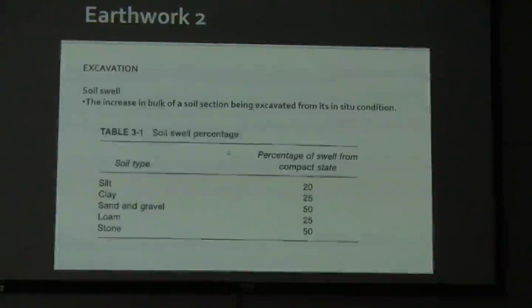It's an example of some of the swell factors for certain types of material. This, of course, is a local property. This is not a universal property. You can't say that all silt has a swell factor of 20%, or clay has a swell factor of 25%, or sand and gravel have swell factors of 50%, and so forth.